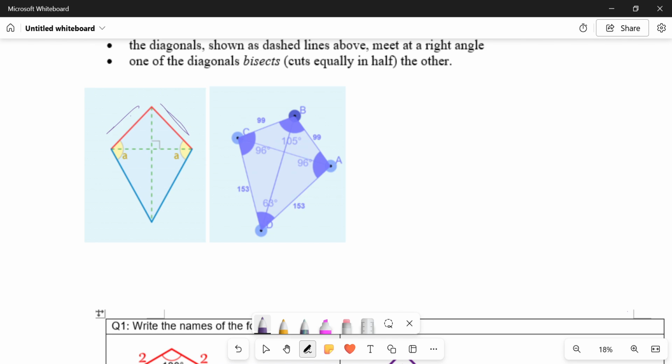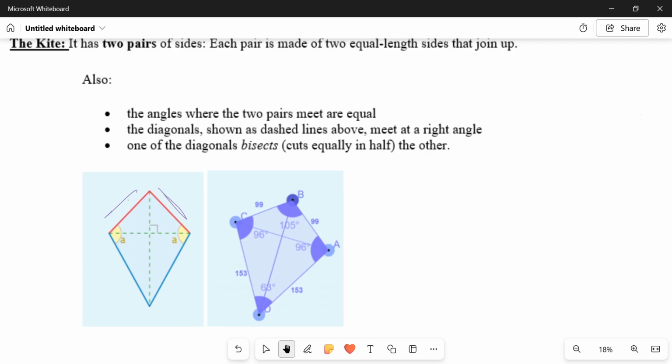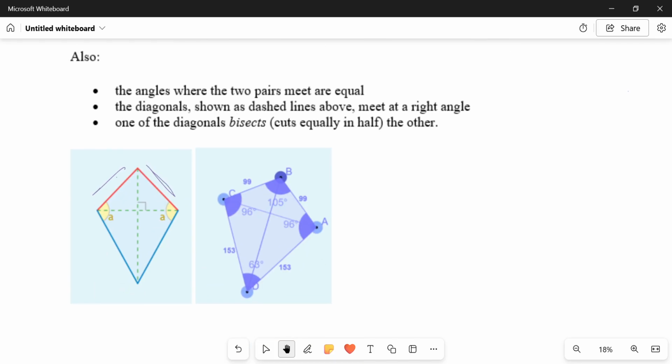So here it says that it has two pairs of sides. Each pair is made up of two equal sides, right? So these red lines, they are equal, right? The blue one is equal to that side, and the red side is equal to the other, two shorter sides, two longer sides. This is the shape of a kite, right?